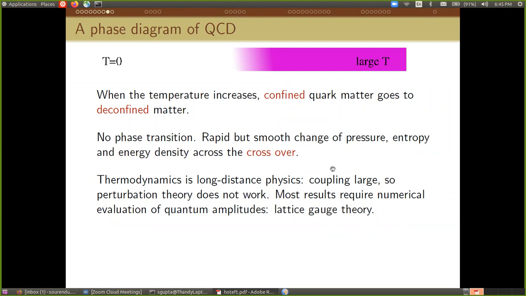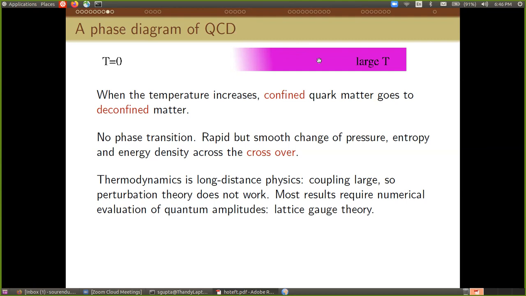Okay, what is the phase diagram of QCD? At low temperature, confined quarks is what we see. Quarks confined inside hadrons. That's the picture I showed before. And at large temperature, you see deconfined matter, that is quark matter. Okay, the packaging inside hadrons breaks down. Now, how does it go from one state of matter to another, from the confined state of matter to the deconfined state of quarks?